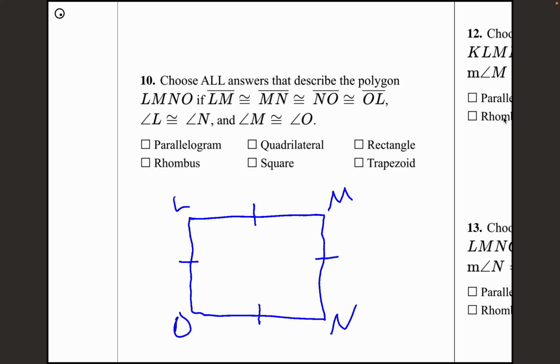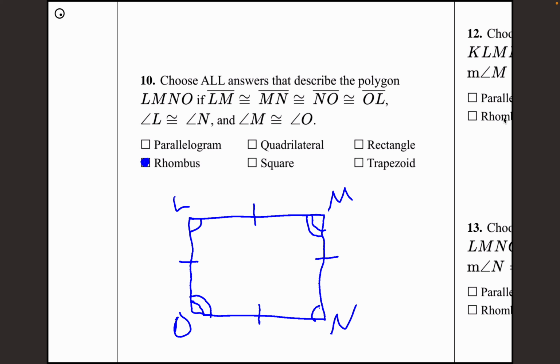Now, then it tells us that angle L is congruent to angle N, and angle M is congruent to angle O. Okay? So are angles M and N congruent? They're not. When we look at this, we need to figure out what specifically this would be. Now, which one was the one we talked about where it has 4 congruent sides? A rhombus. Is it a square? No. Well, it isn't because not all of them are 90. Correct. They're not all 90.